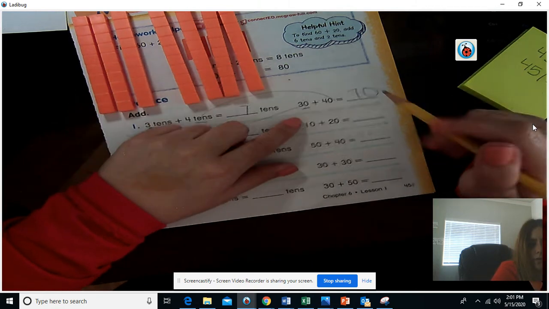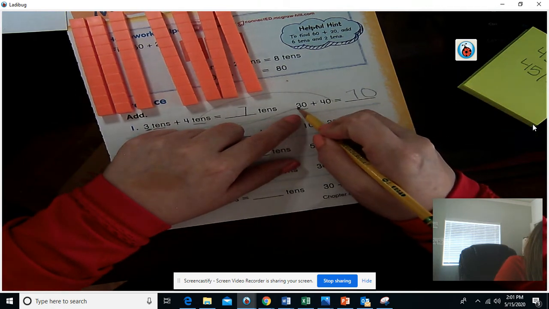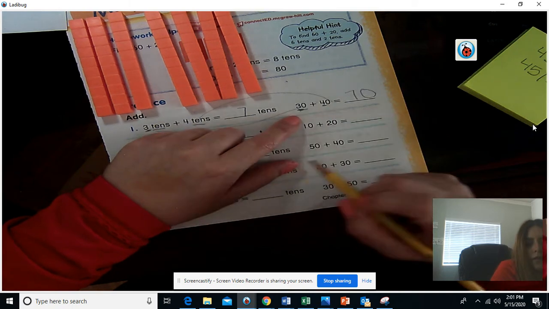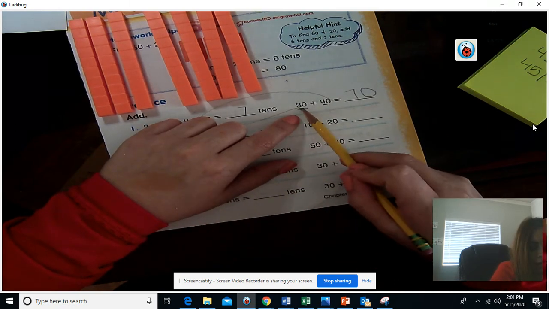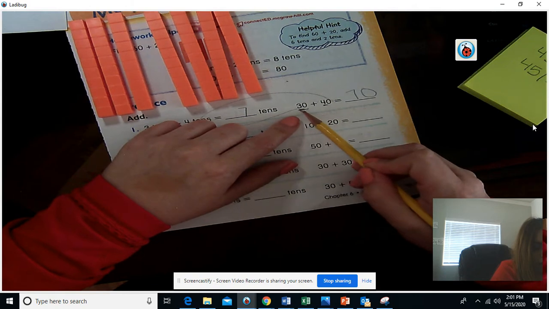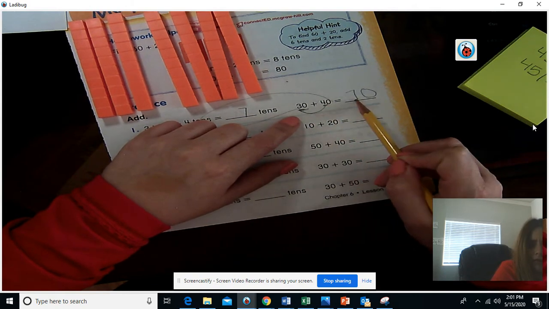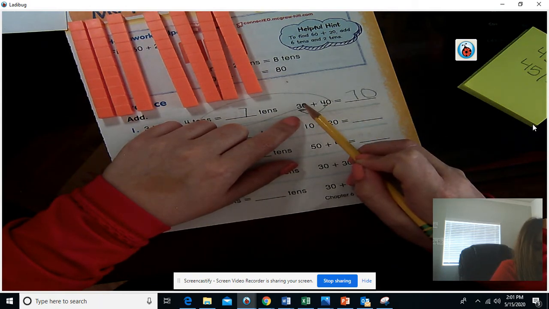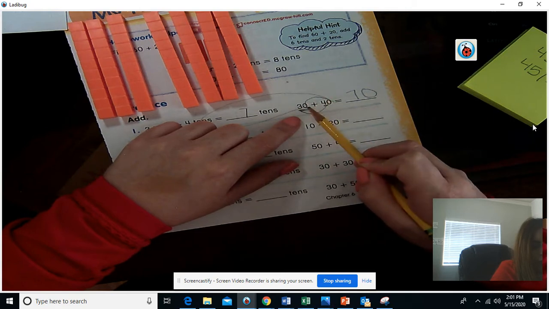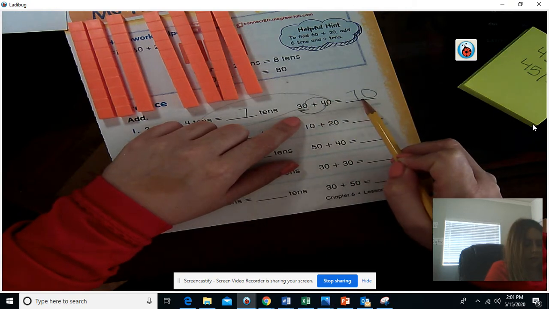And there's another way of doing this. We can look at the 3 and the 4 because they're in the same place value. They're both the first number. 3 plus 4 is 7. And then we look at the ones place. 0 plus 0 is 0.